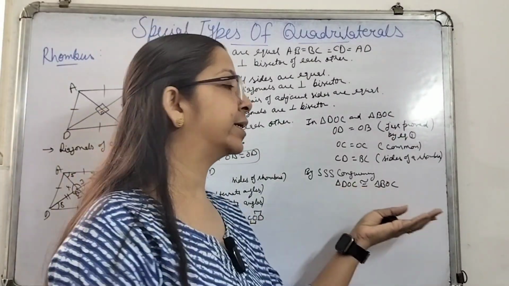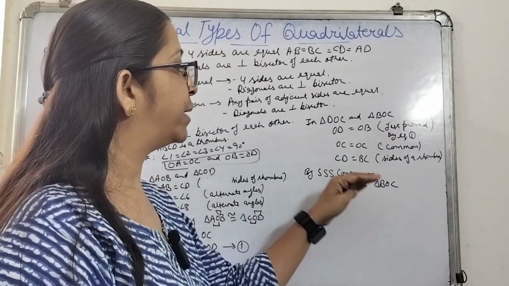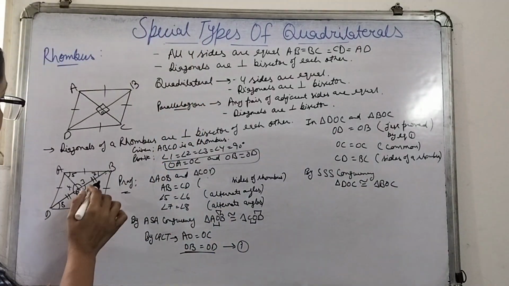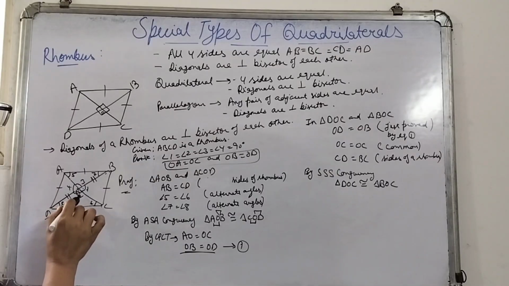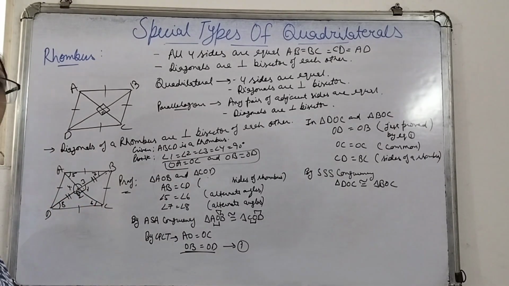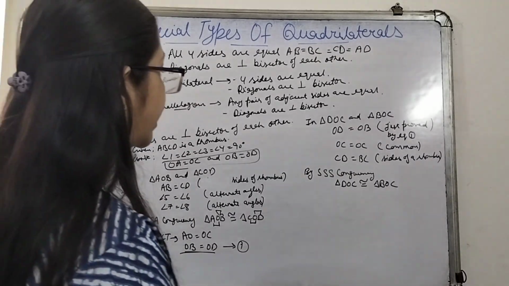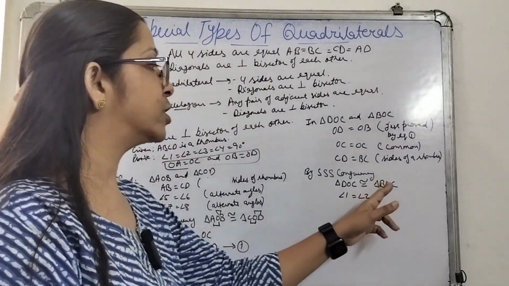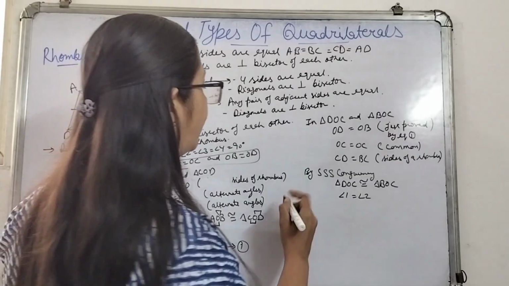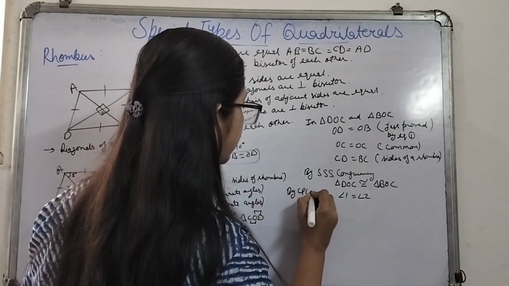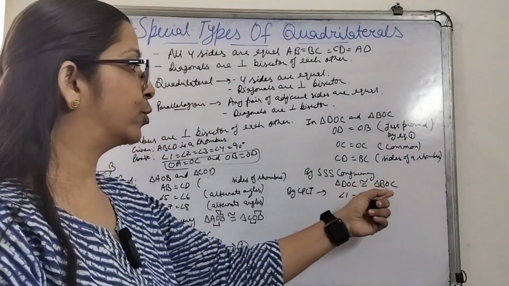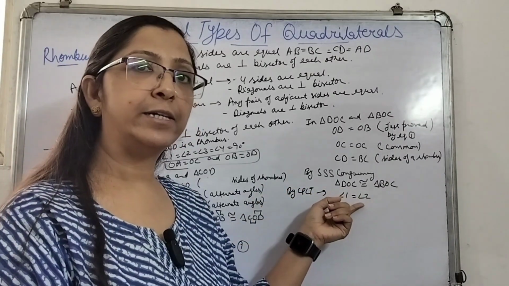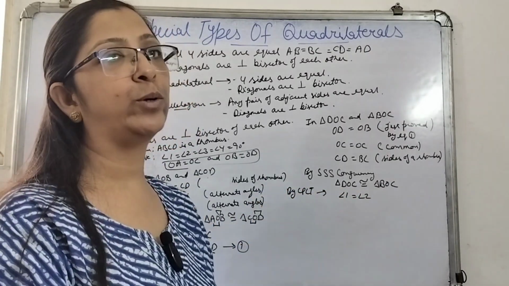Now, if the triangles are congruent, we know that by CPCT their corresponding parts will be equal. For this triangle angle 1 and for this triangle angle 2, they are the corresponding angles. So angle 1 will be equivalent to angle 2. By CPCT we can conclude it, because the triangles are congruent, as we have just proved.